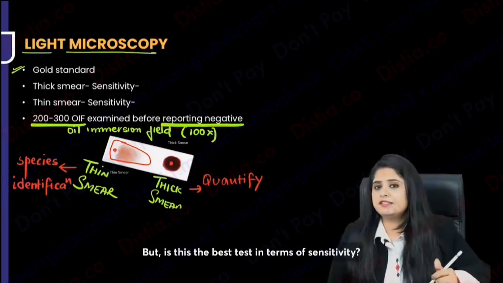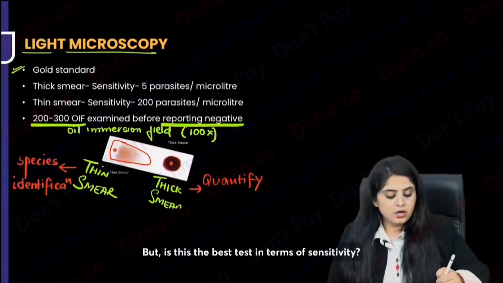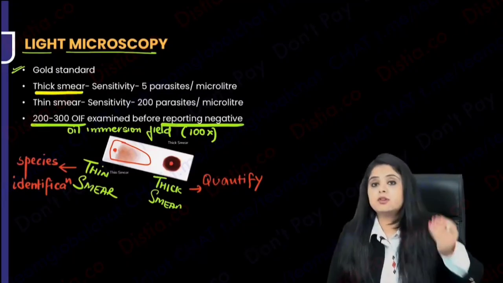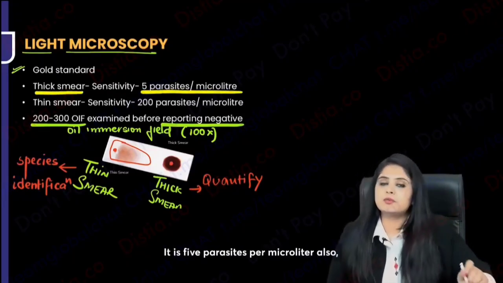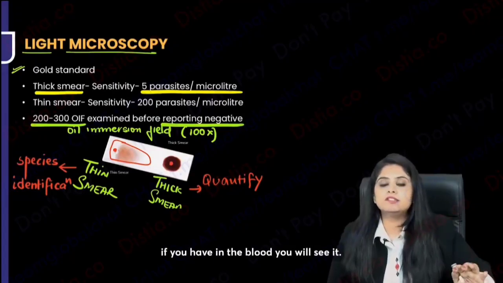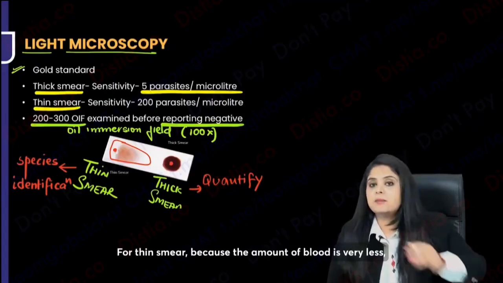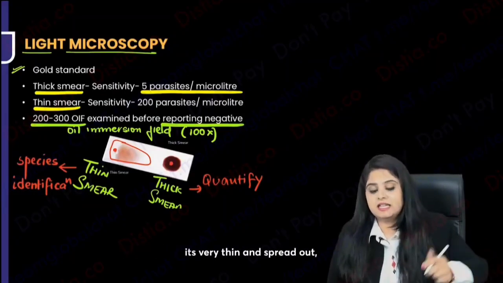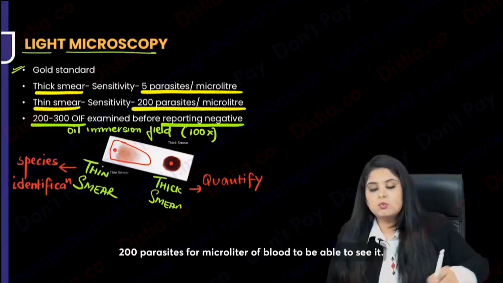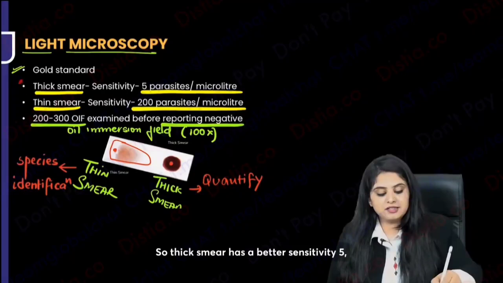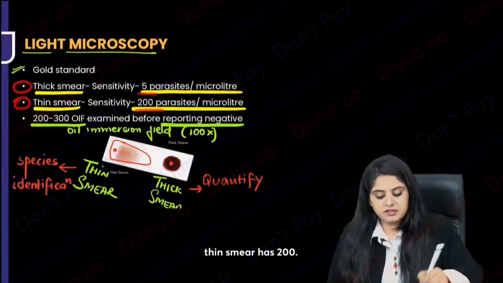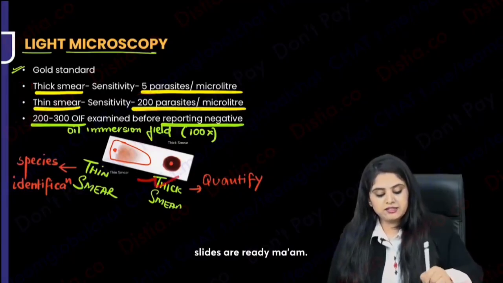But is this the best test in terms of sensitivity? Not really. Look, for thick smear, because you're taking more amount of blood, your sensitivity is still good. It is 5 parasites per microliter. Also, if you have it in the blood, you will see it. For thin smear, because the amount of blood is very less, it's very thin and spread out, you should have at least 200 parasites per microliter of blood to be able to see it. So thick smear has a better sensitivity, 5. Thin smear has 200.